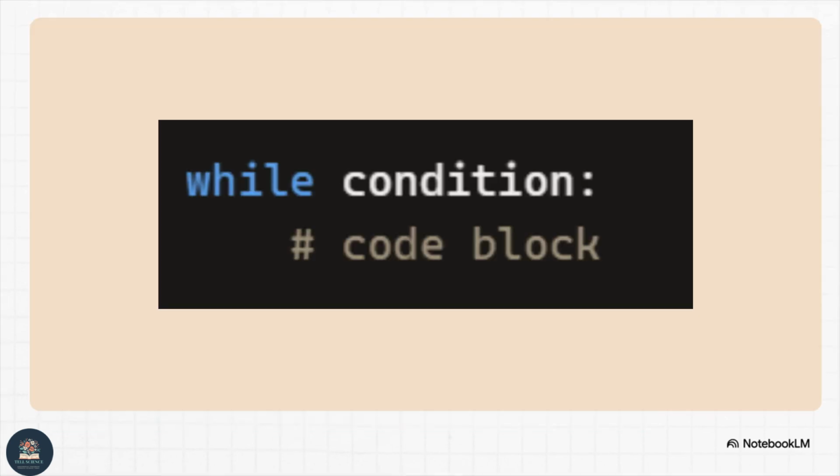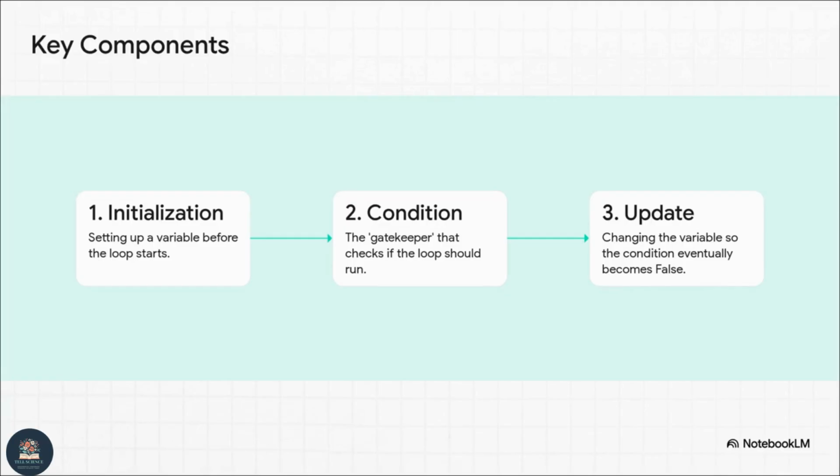And the structure itself is, honestly, beautifully simple. You've just got the while keyword, then whatever condition you're checking, a colon, and then your block of code, all nicely indented underneath. And that clean syntax, that's one of the things that makes Python so awesome and easy to read. Okay. Now, to build a loop that actually works and eventually stops, you need these three key ingredients.